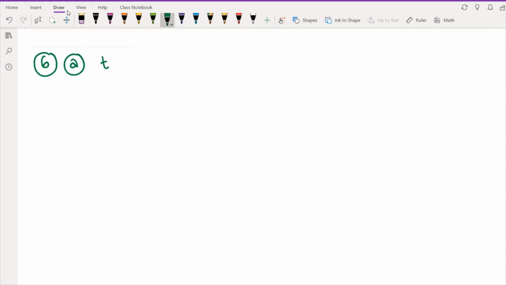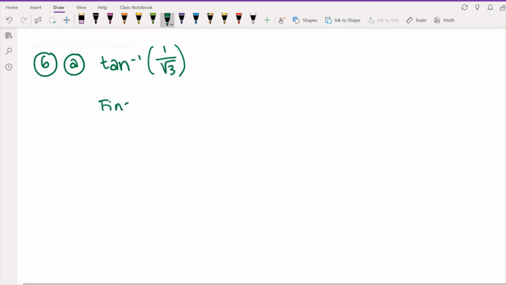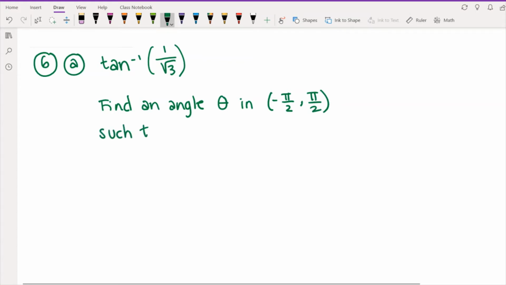6A is asking us for inverse tangent of 1 over square root of 3, which could also be written as square root of 3 over 3 if you rationalize it. Whenever you're doing inverse trig, it's asking you to find an angle. So we want to find an angle theta, and that angle theta should be between negative pi over 2 and pi over 2. And we want to choose that angle such that tangent of theta is equal to 1 over square root of 3.